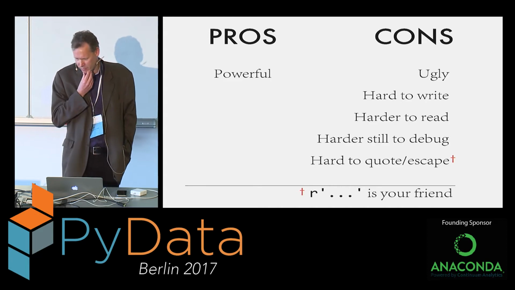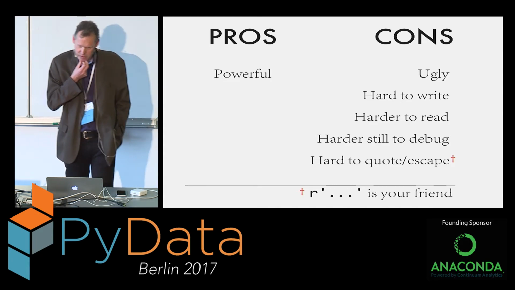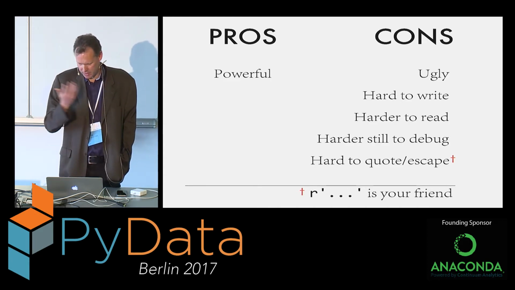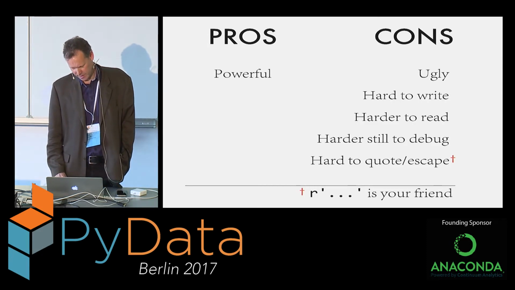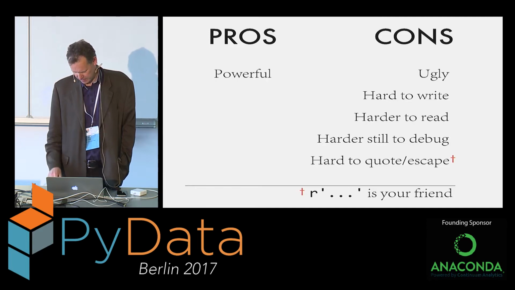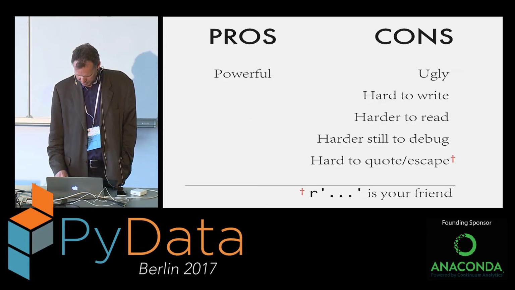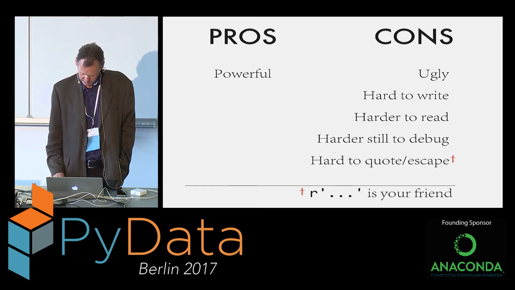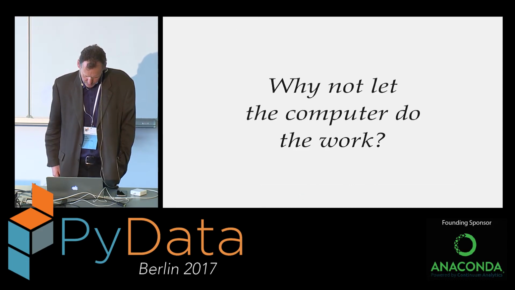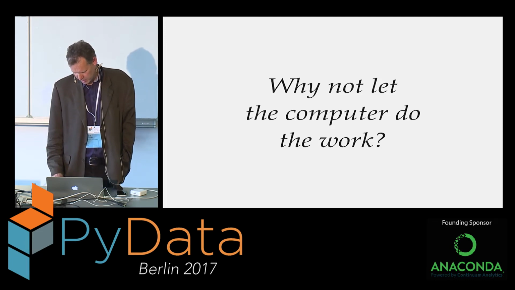So regular expressions, they have pros and cons. Well, they have a pro anyway, which is that they're powerful, and I suppose they're ubiquitous. But they're ugly, they're hard to write, they're even harder to read, they're even harder to debug, and they're pretty hard to escape as well. Though if you don't know about it, you should use raw strings in Python, because they're fantastic for regular expressions. They mean you don't need as many backslashes. So the idea is, why not let the computer do the work?